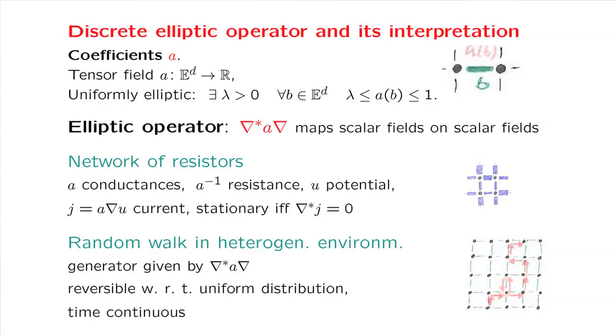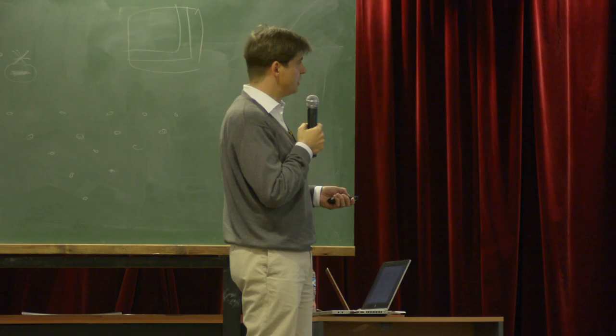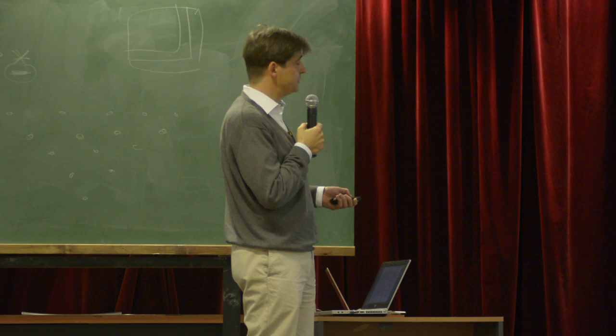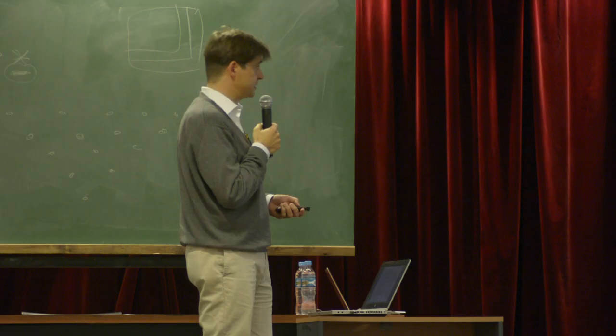And now with this object, I have what I would call an elliptic operator. So an operator that maps scalar fields to scalar fields just by first taking the gradient, then I get something which lives on edges, multiplying with the coefficient field, still get something which lives on edges, and then taking the negative divergence, so that this is a non-negative operator, and I get back something which lives on the vertices.